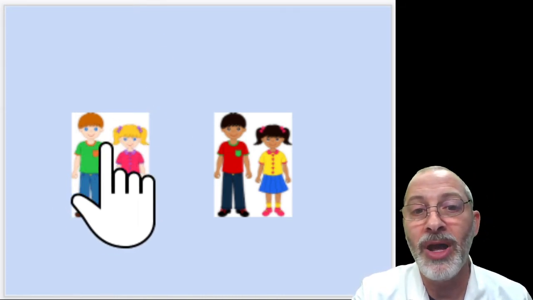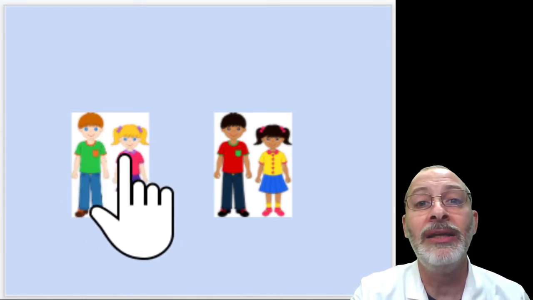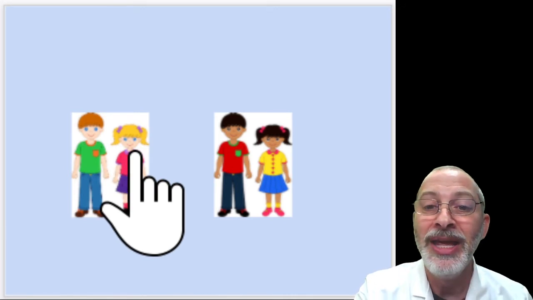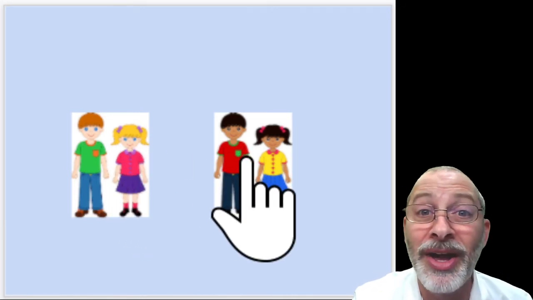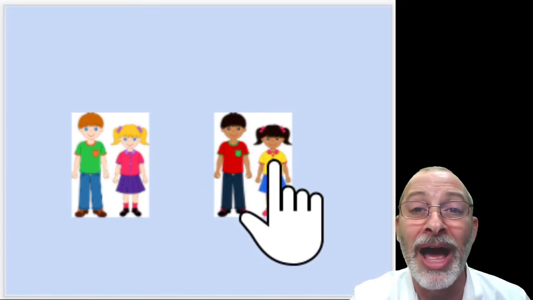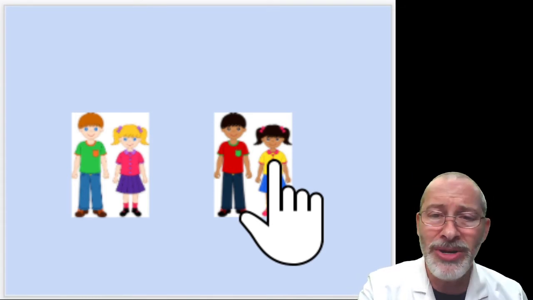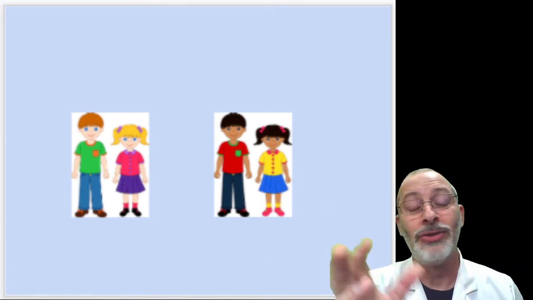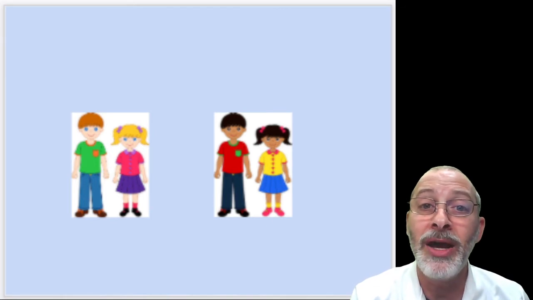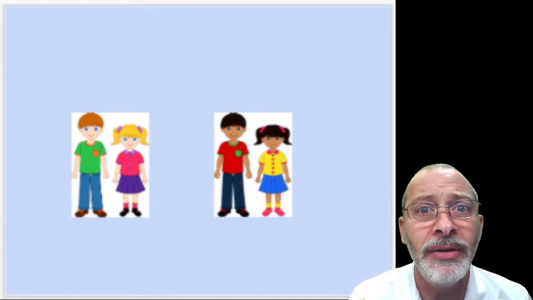We've got a couple on the left that are both blue-eyed, a blue-eyed boy and a blue-eyed girl. And over on the right-hand side, we've got another couple, a brown-eyed boy and a brown-eyed girl. Ooh, a brown-eyed girl. It's an old song from the 50s. Anyway, we've got two couples, the blue-eyed couple and the brown-eyed couple. And they seem happy together.